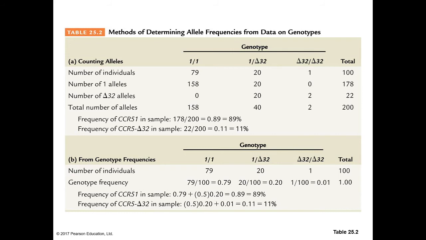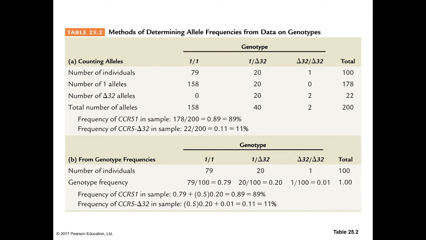The frequency for 1-1, 79 over 100, 0.79. For the heterozygous, 20 over 100, 0.20. For delta 32, 1 over 100, 0.01. Okay, so to look at the frequency of CCR5 in the sample, how many do you have? You have 0.79, right? But for the heterozygous, each person will have only one allele, so just times 0.5, or half of 0.20.